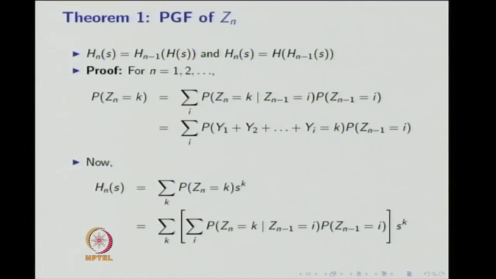You know that probability of zn is equal to k, that is nothing but summation over i of probability of zn is equal to k given zn minus 1 is equal to i, multiplied by probability of zn minus 1 is equal to i. You know that this conditional probability is nothing but probability of y1 plus y2 and so on plus yi is equal to k, multiplied by probability of zn minus 1 is equal to i.